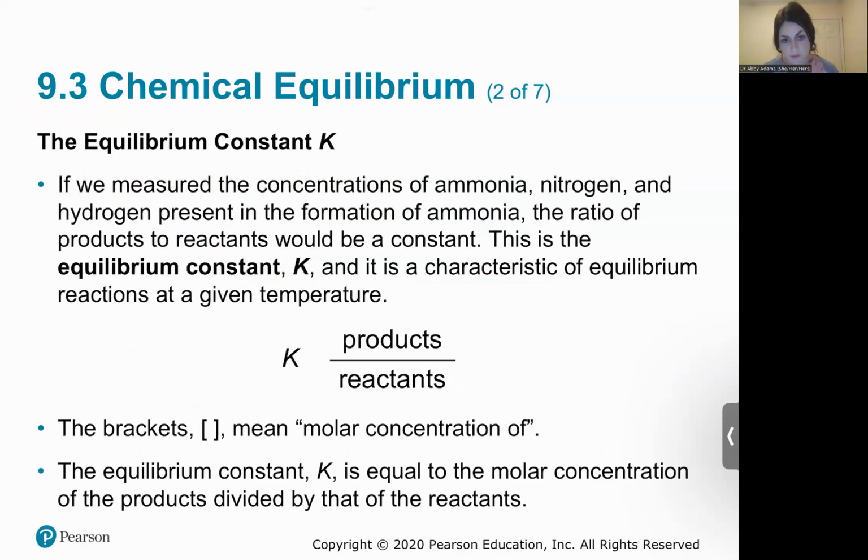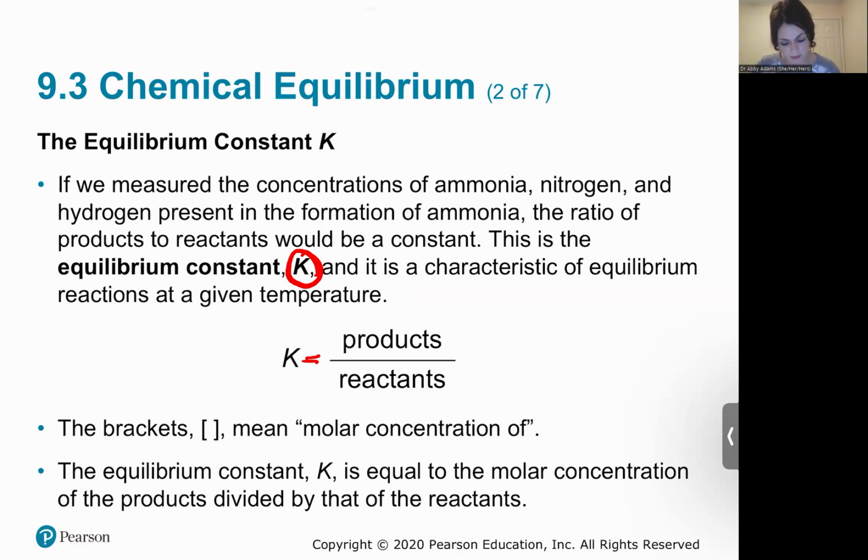All right. Now, whenever we're talking about equilibrium, there's going to be a constant there that we can refer to. So we think about that reaction we were just looking at. If you're going to measure how much ammonia, nitrogen and hydrogen there is, in the formation of ammonia, the ratio of products to reactants is going to be constant, right? Because there's an equilibrium there. And that's called the equilibrium constant. We're going to represent that with K. This will change at different temperatures, but for now, we're just going to assume one given temperature.